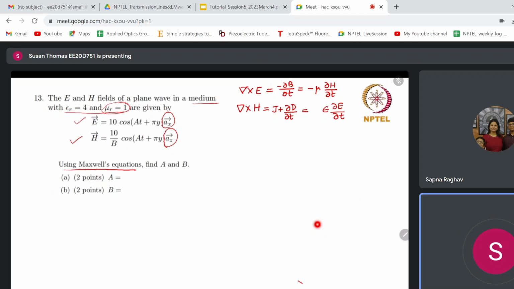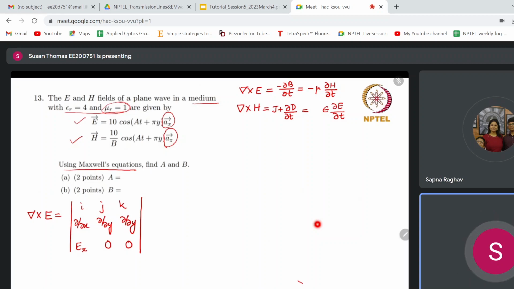Now let's see. We have the electric field and the magnetic field. So how do we take the curl? Let us write it down: i, j, k are the three directions, then dou by dou x, dou by dou y, dou by dou z, and the last row should be Ex, Ey, and Ez. Here we have Ex, but we don't have Ey or Ez, so we say Ey and Ez are 0. So from this I can write del cross E.